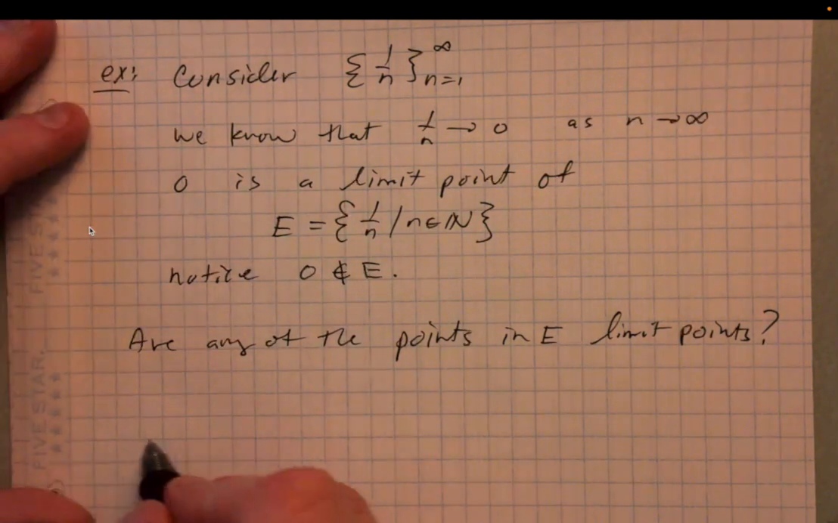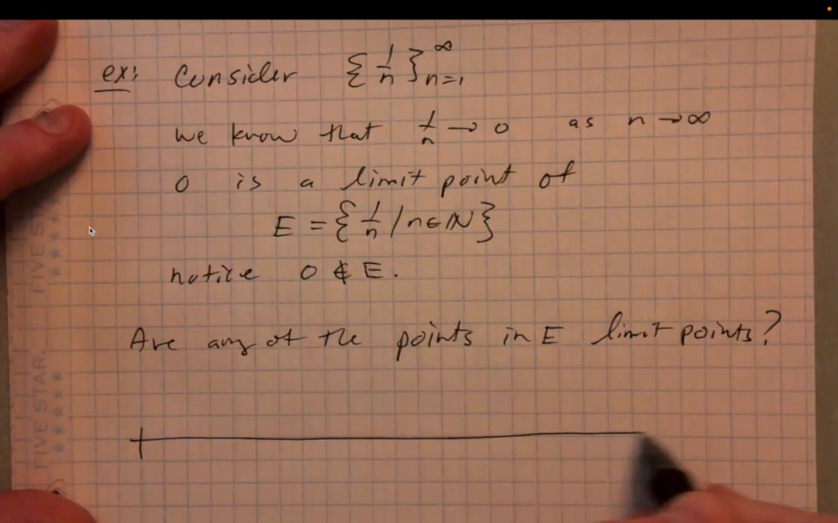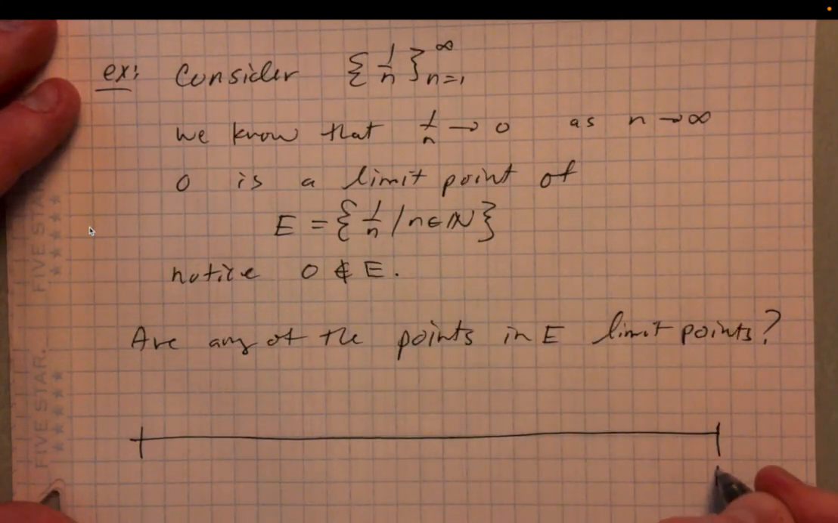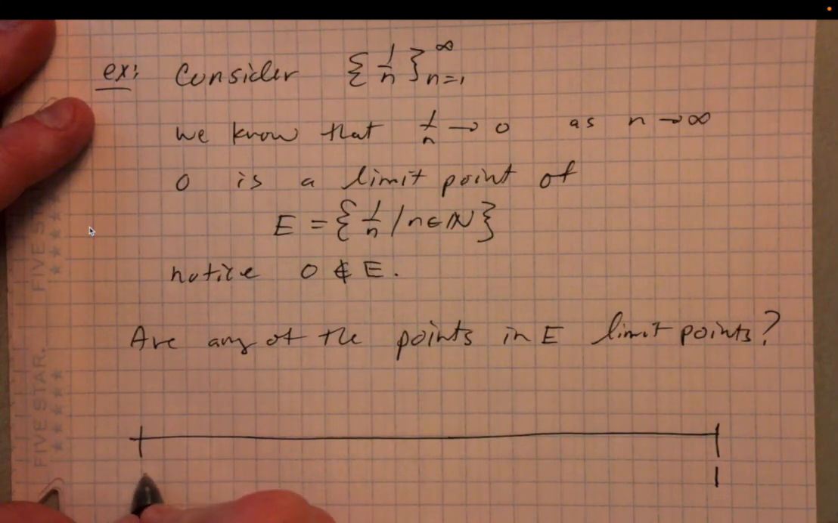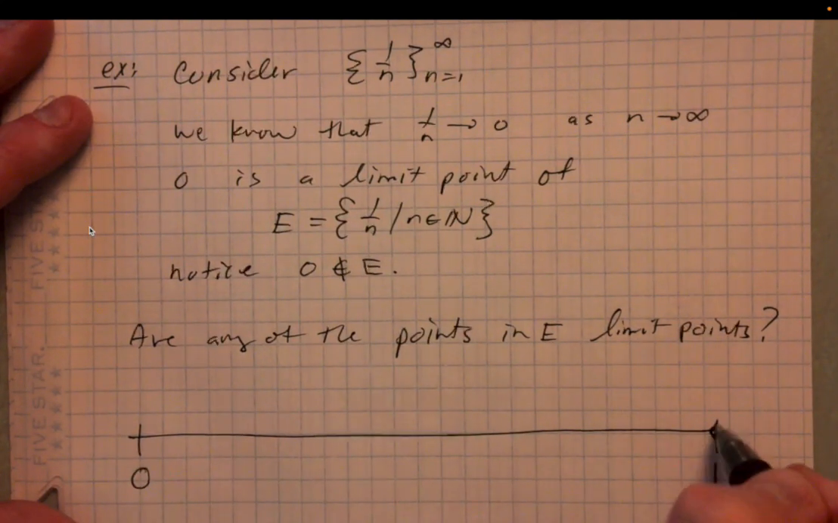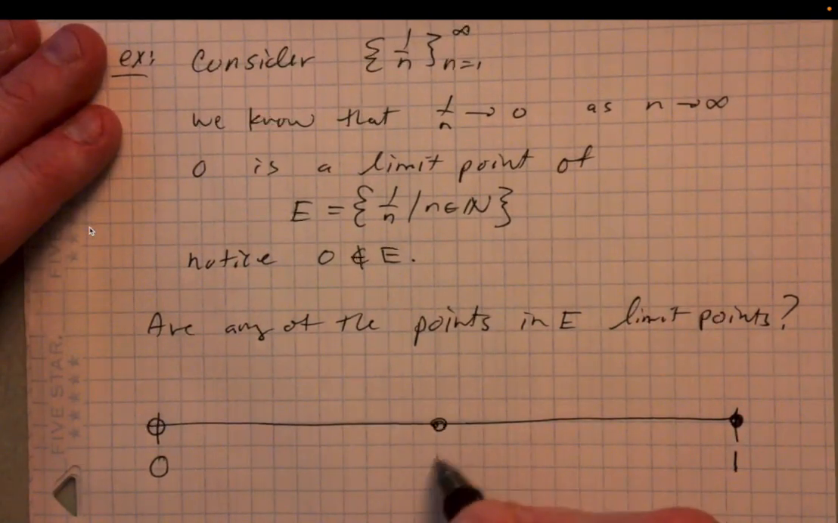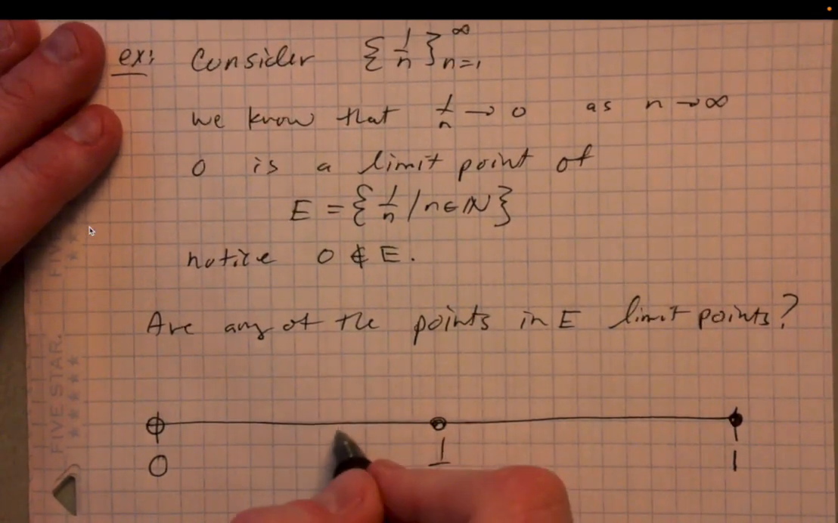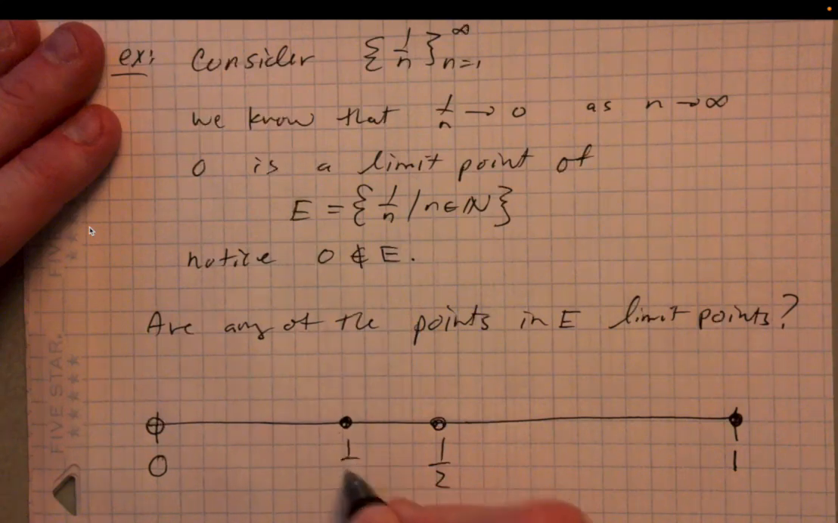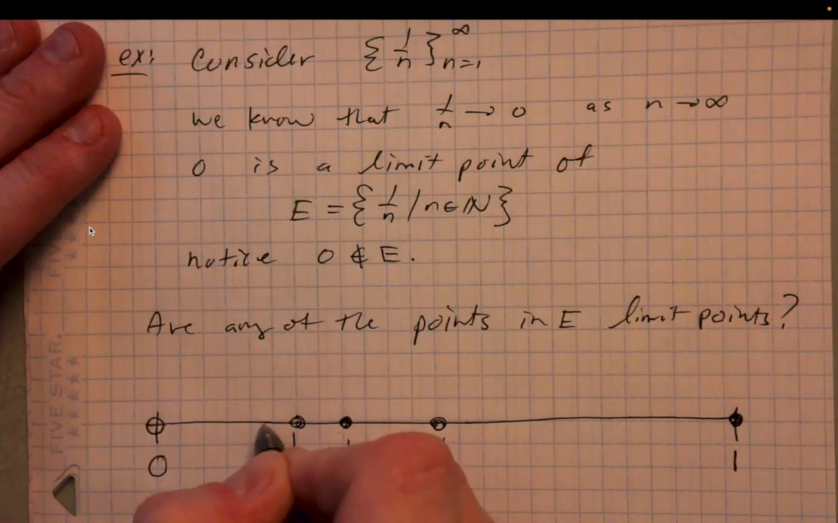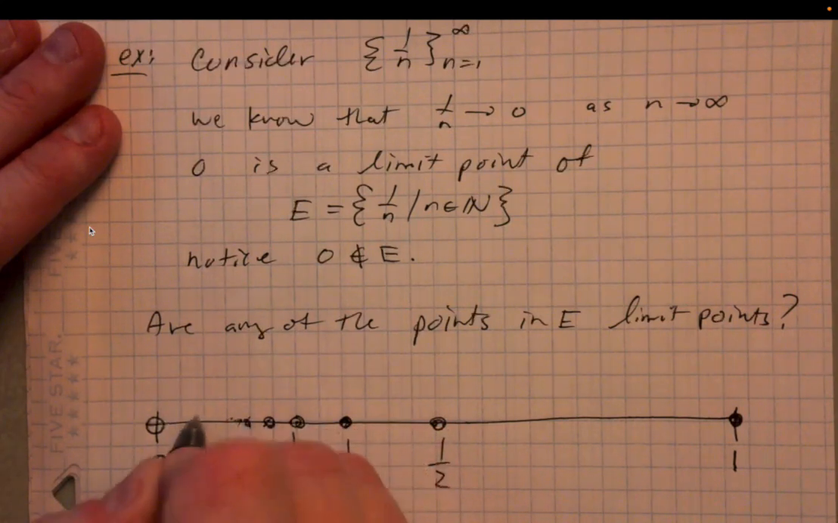Now let's think about what this thing looks like if we were to draw this out. So 1 over 1 is 1, right? So you've got this guy over here, and then on the other side you've got 0, which is not in E. So I'm going to put a blank there. Then you've got 1/2 is the next one, and then you've got 1/3 and 1/4, and they just start piling up down here.